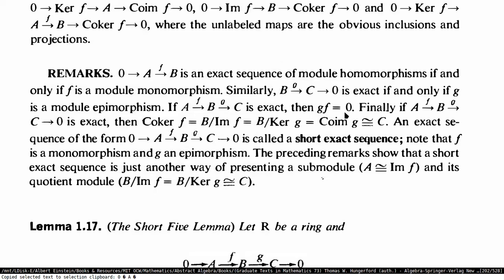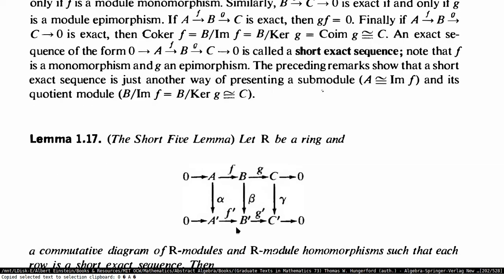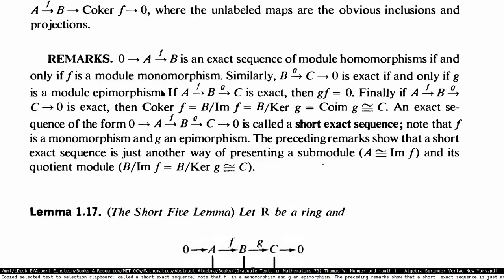So this kind of exact sequence is called a short exact sequence. Here you need F to be injective and G to be surjective, that is, a monomorphism and an epimorphism. I think this is the important point: if we have a short exact sequence, then you can say that A is isomorphic to the image of F, and B mod the image, or B mod the kernel, is isomorphic to C.